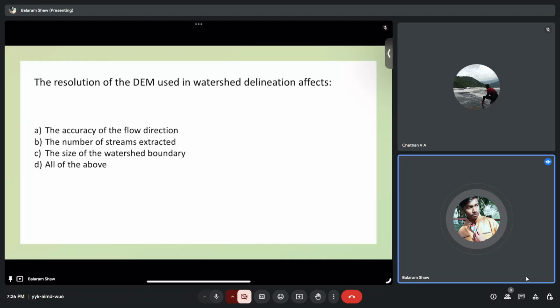So if we change the resolution, let's say you are taking one DEM data which has a 30-meter resolution, and one which has a 90-meter resolution. In that case, what will happen if there is a high resolution DEM data? The flow direction will be much clearer. The number of streams extracted will be more. The watershed boundary we can delineate much more clearly. So the correct answer will be all of the above.